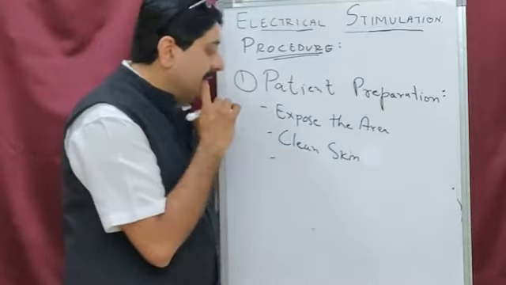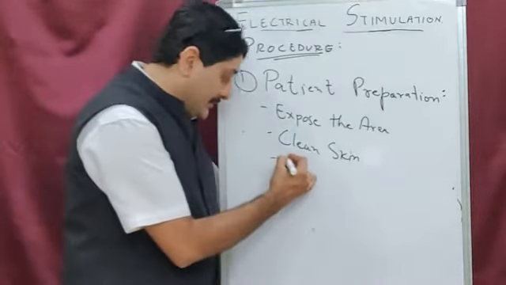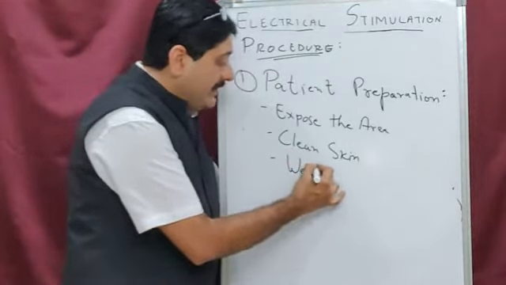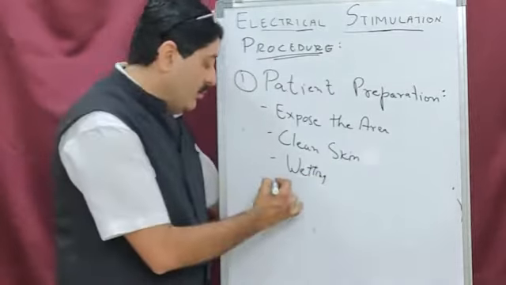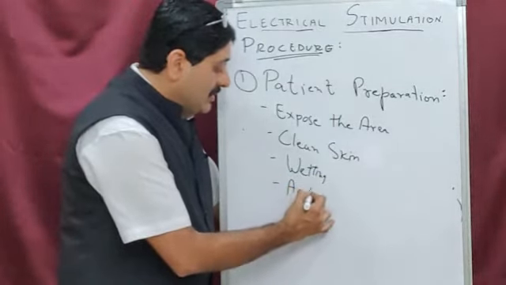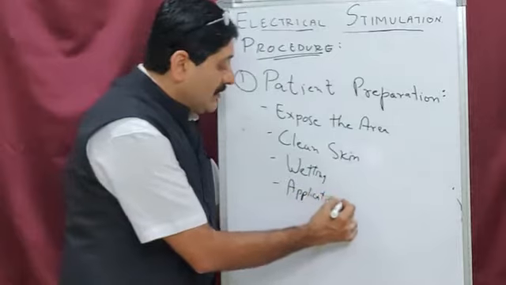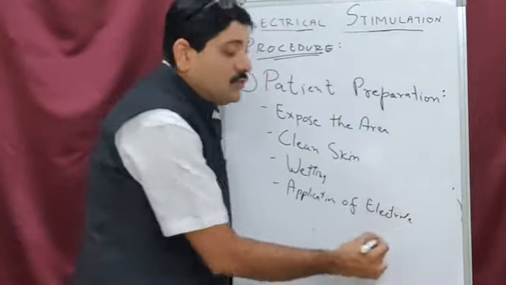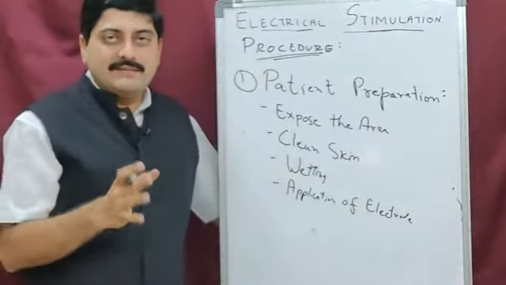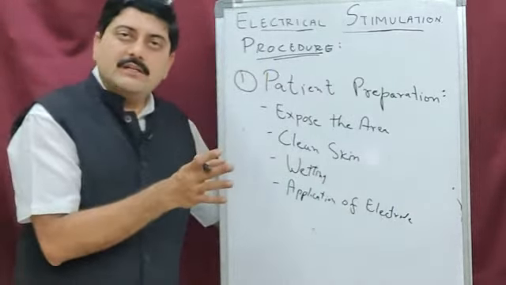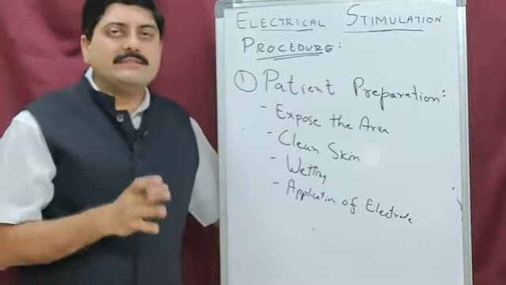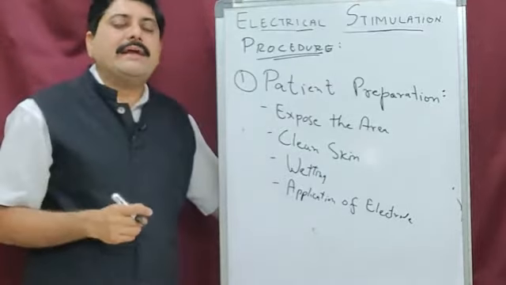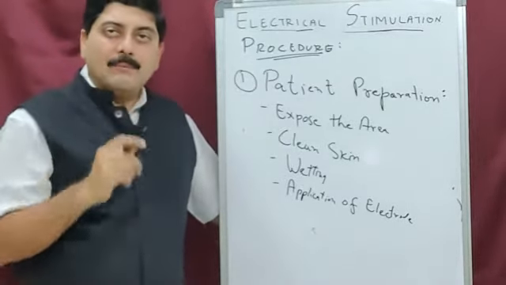So you clean the skin, then you go for wetting the skin, then you go for application of electrode. So you are going to place a passive electrode on a nerve trunk that is beyond the part, and you are going to place the active electrode finding the motor point of the muscle, and you are trying to stimulate the muscle with the use of motor point.